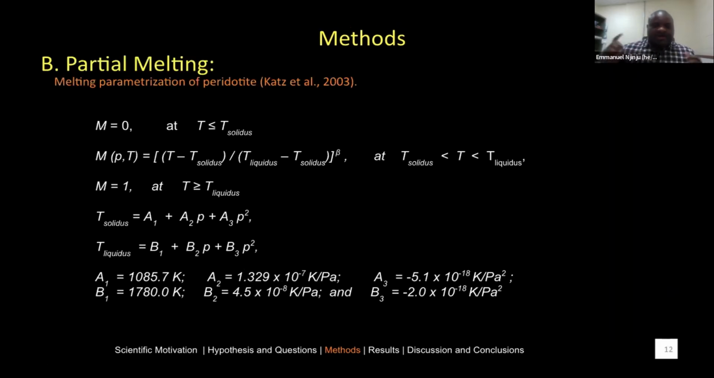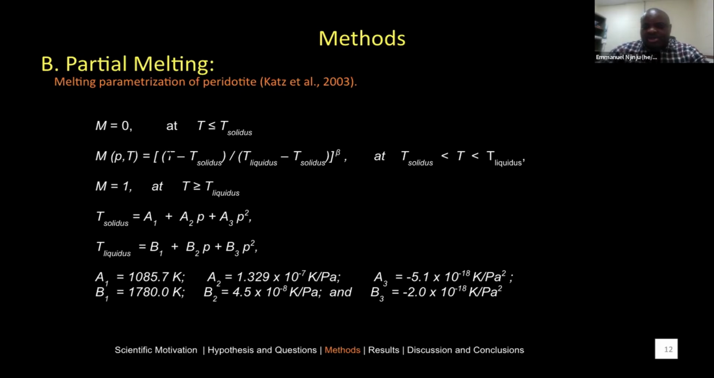And the next important thing is how we implement partial melting in our model. We use the melting parameterization of peridotite after Katz in 2003, and we focus on modeling low degree melting of lherzolite prior to the exhaustion of clinopyroxene. And the important thing here is the melt fraction is simply directly proportional to the temperature in excess of the solidus.